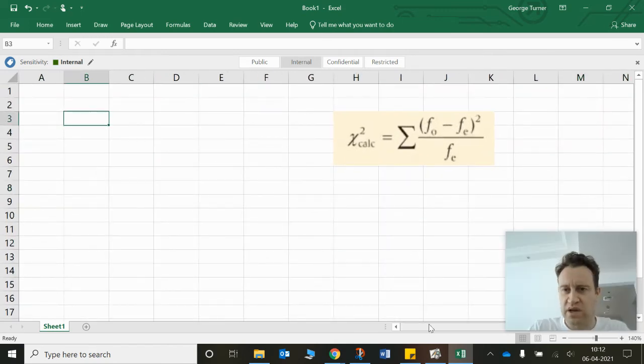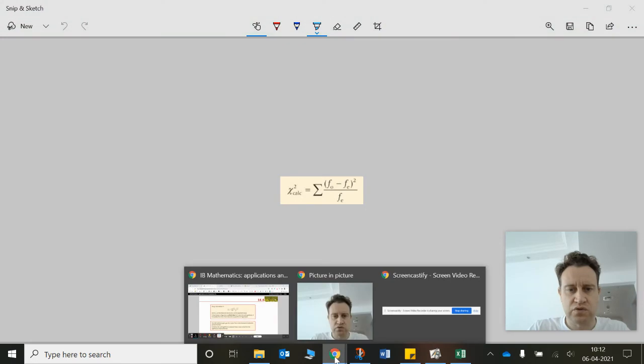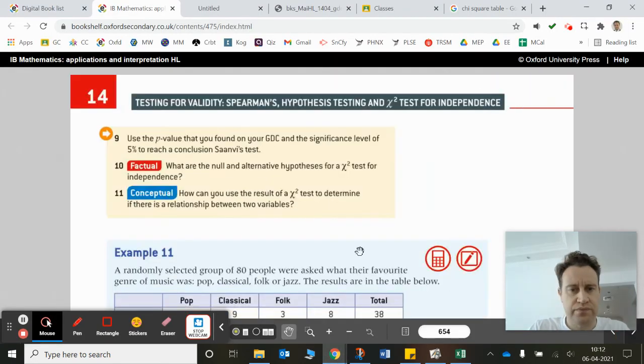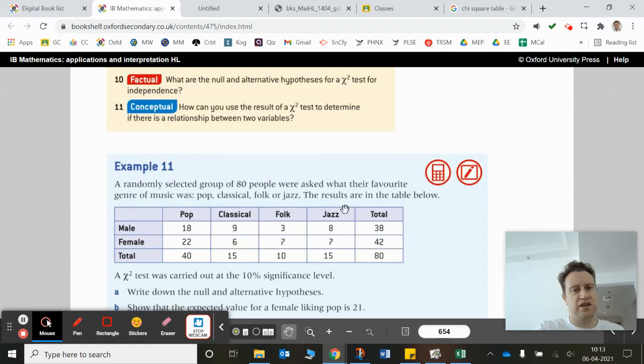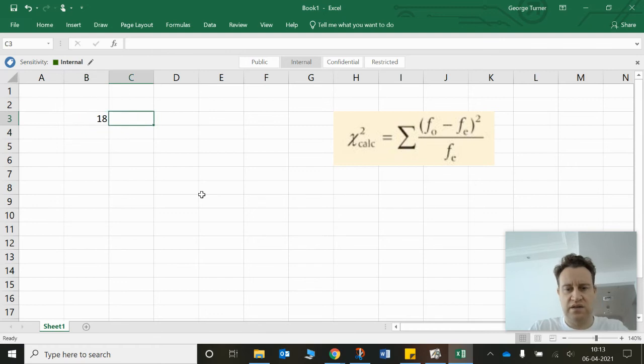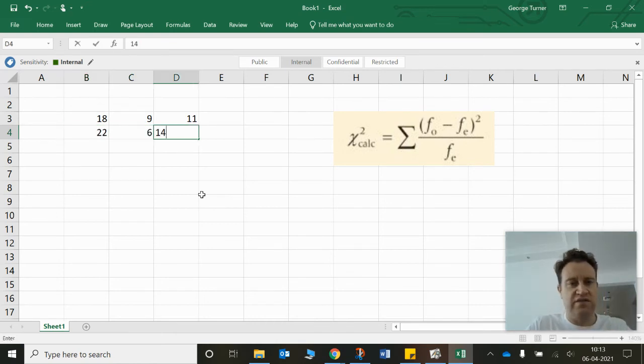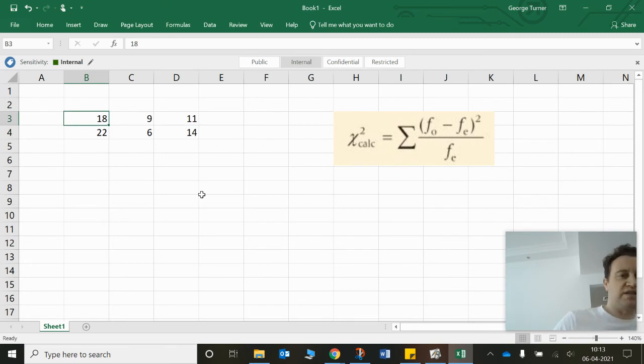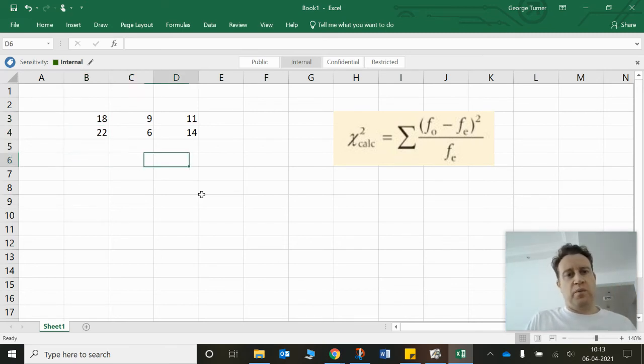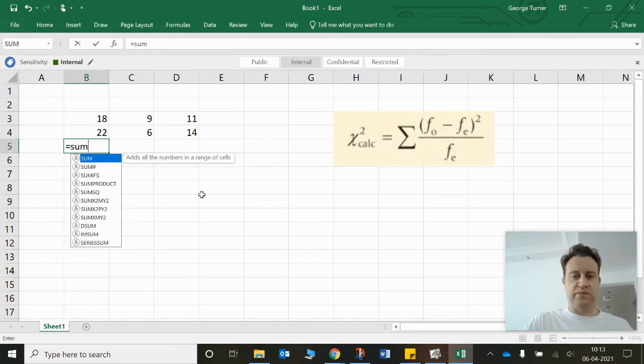Okay, and I'm going to work out from the table. Where were we on that question? What did we have? Actually, I've got it here. So I'm going to put this information in as well. So we had 18, 9, 11, and we've got 22, 6 and 14 there. So that's the table which we're testing. We need some expected values. Now, we can come up with the expected values pretty simply from here as well.